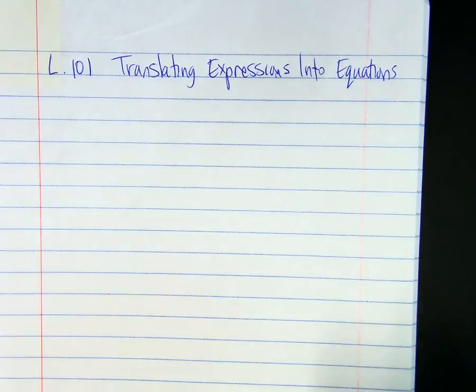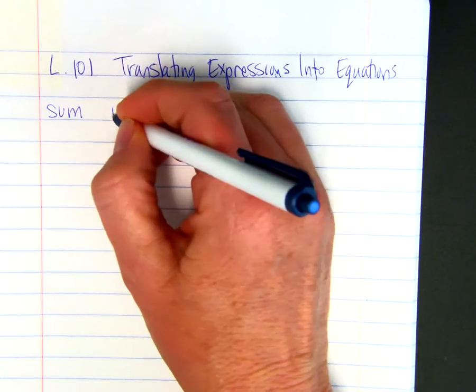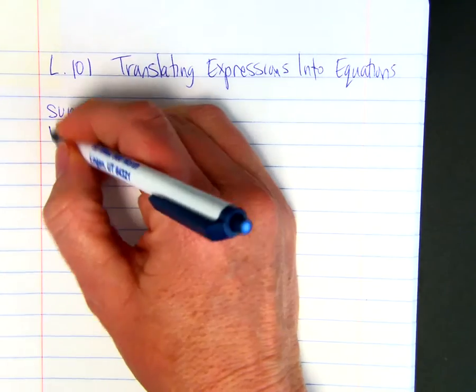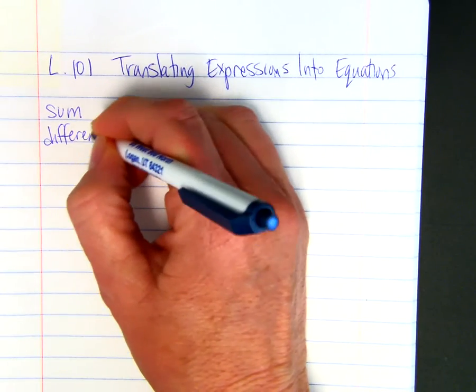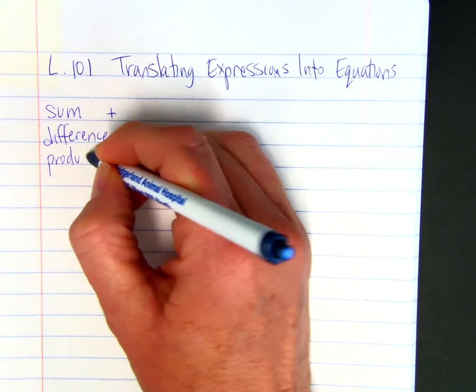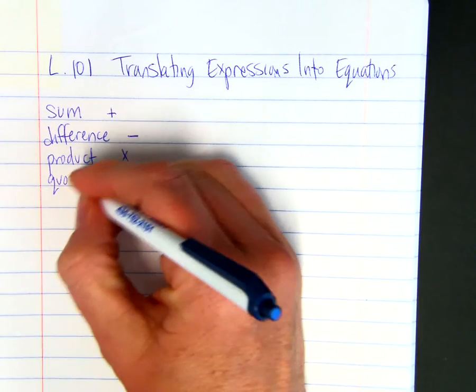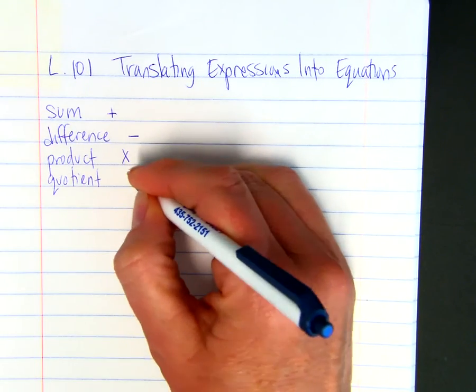Okay, so when you see the word sum, S-U-M, that means adding. Difference is the answer to a subtraction problem. Product means times. And quotient means divided by.